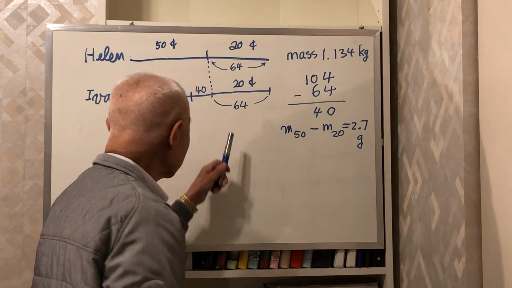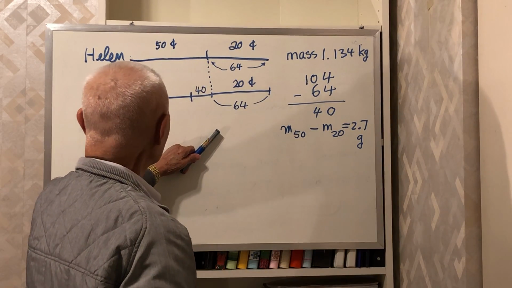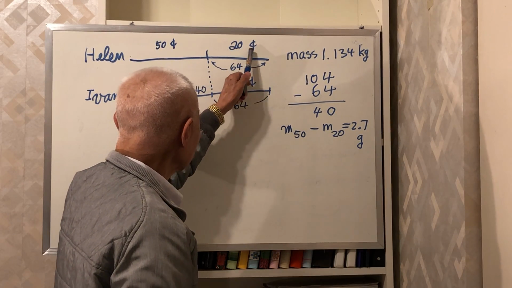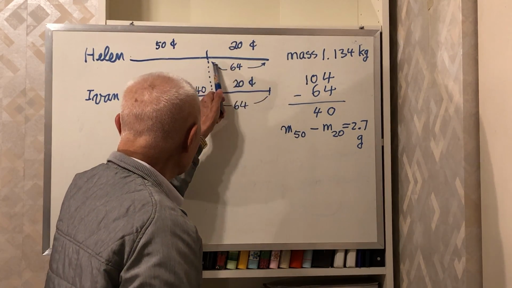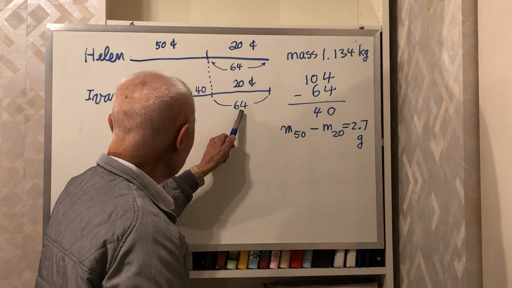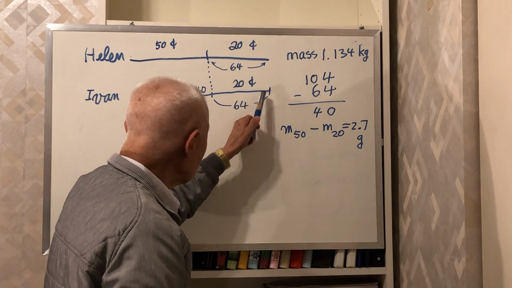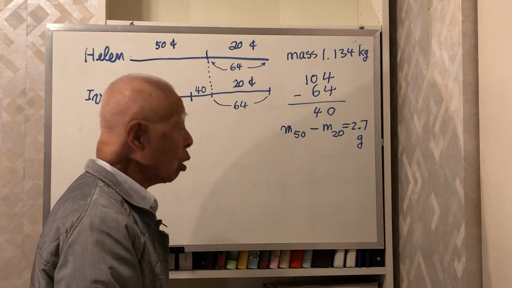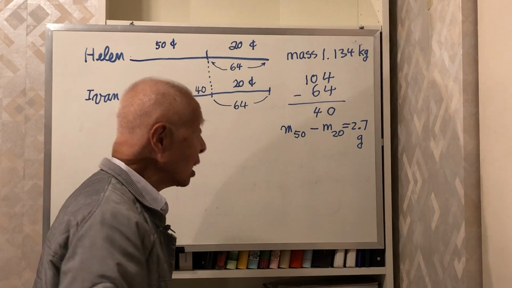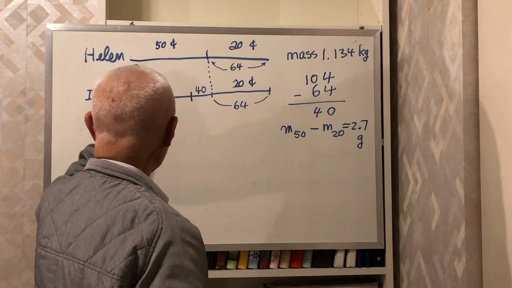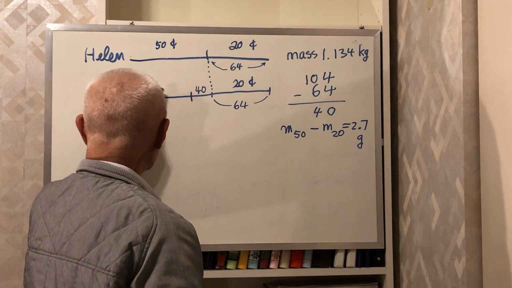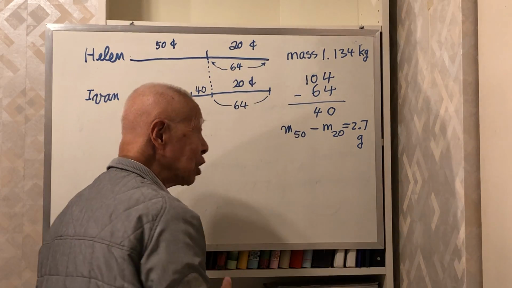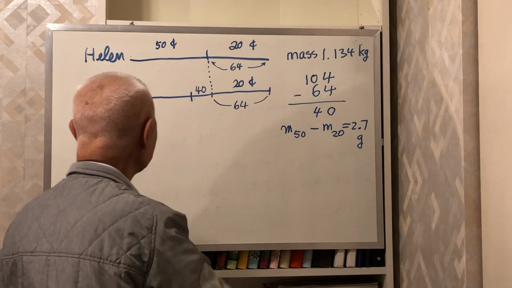Now you see that the value of this part, 64 20 cents, and the value of 64 20 cents, this part, the values are the same, right? So who has more money? You just need to compare here, because this part, the values are the same.